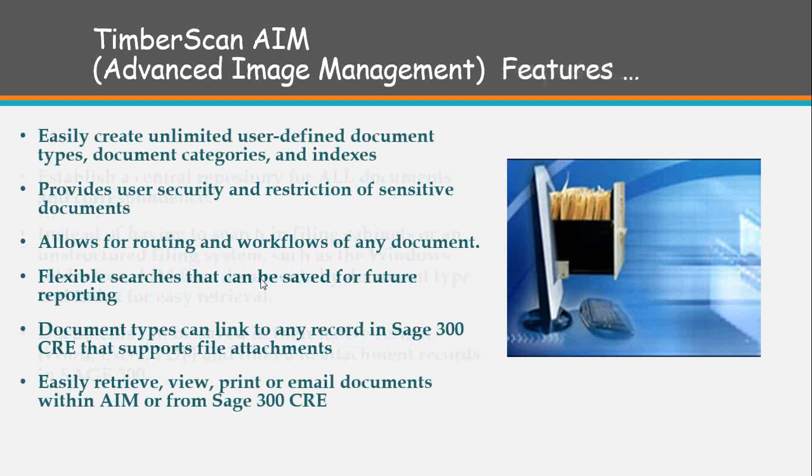You can also set up workflows. So in the same way that you can route AP invoices around for approval, you can route additional or other documents within your own organization the same way. You can route them around and people can review and approve them or reject them, if you will. So in essence, that workflow can be created for any document, not just AP invoices. Flexible searches that you can save for future reporting. Again, linking those documents to Sage 300. And then the ability to retrieve, view, print, email, whatever you need to do with a particular document or series of documents.